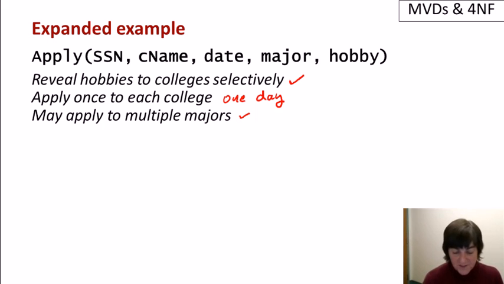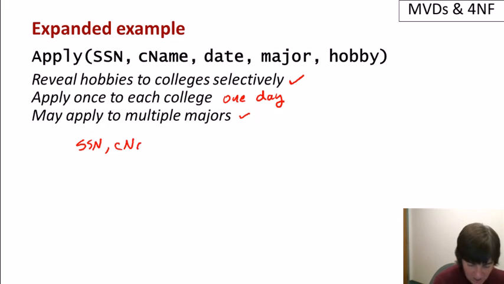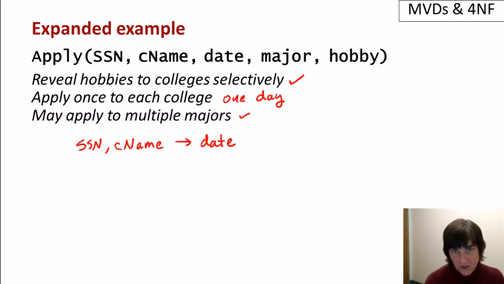The second one says we apply once to each college, or on one particular day to each college. So that would say that when we have a particular student and a particular college, that's always going to have the same date. So any two tuples for a student and college combination will be on the same date.